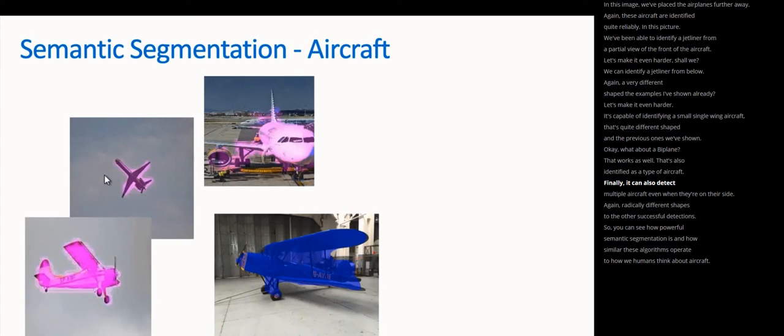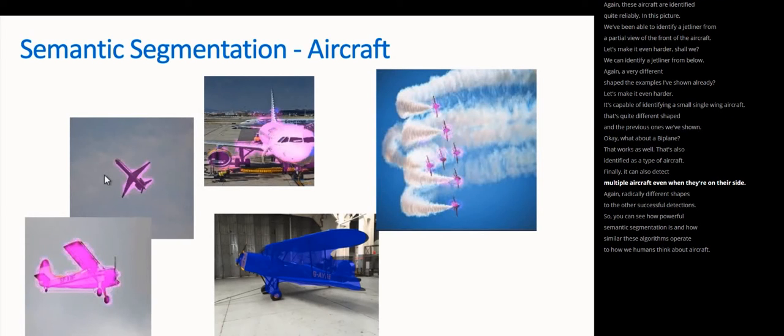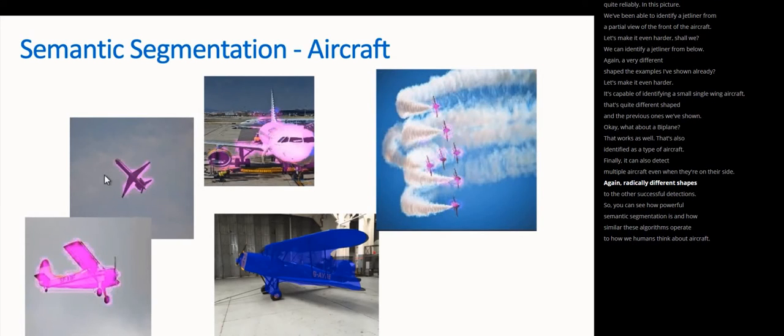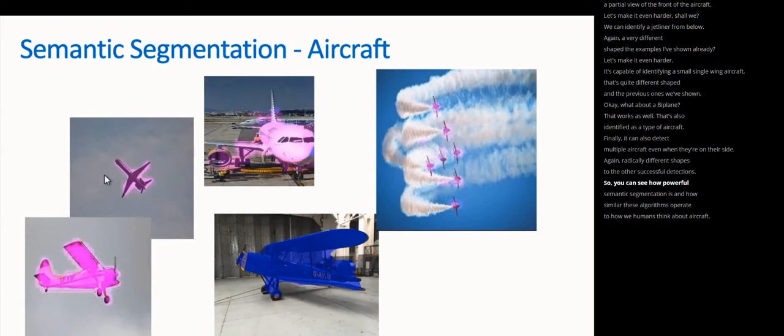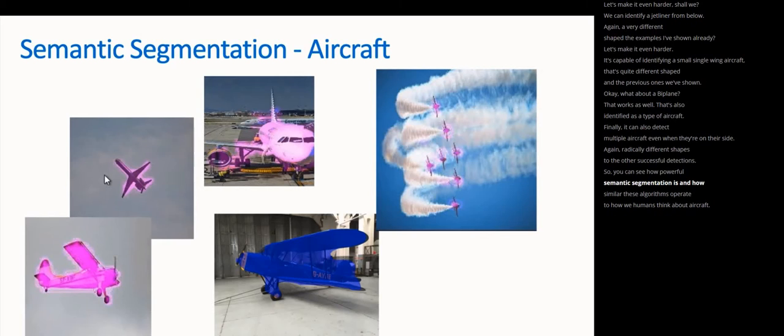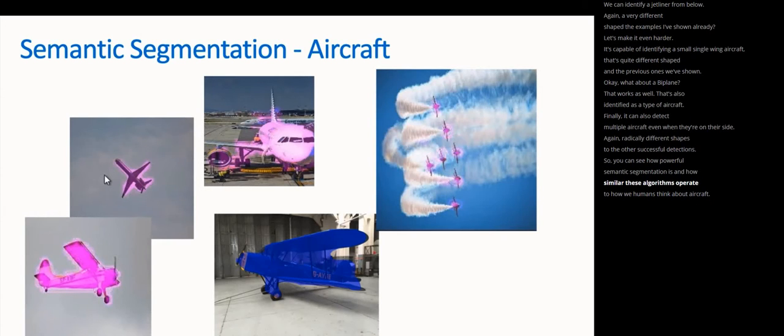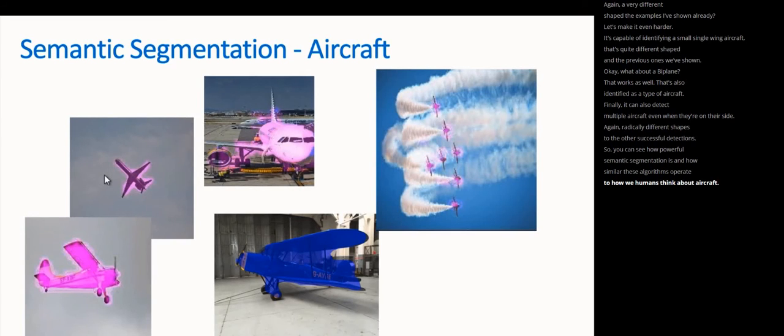Finally, it can also detect multiple aircraft even when they're on their side. Again, radically different shapes to the other successful detections. So you can see how powerful semantic segmentation is and how similar these algorithms operate to how we humans think about aircraft.